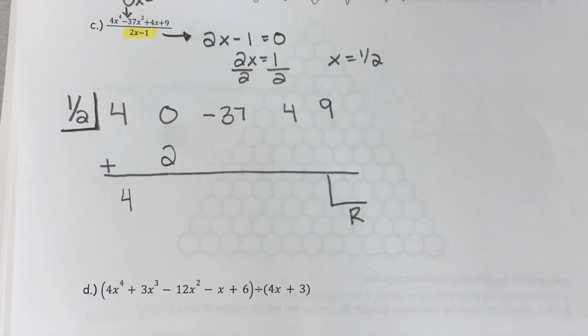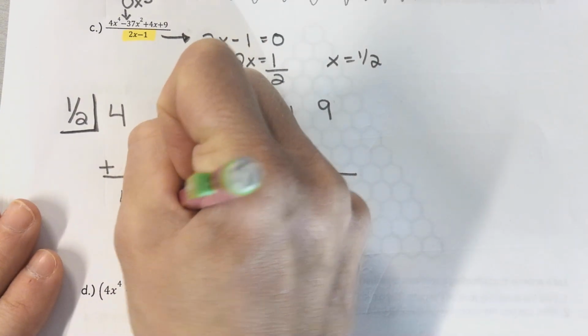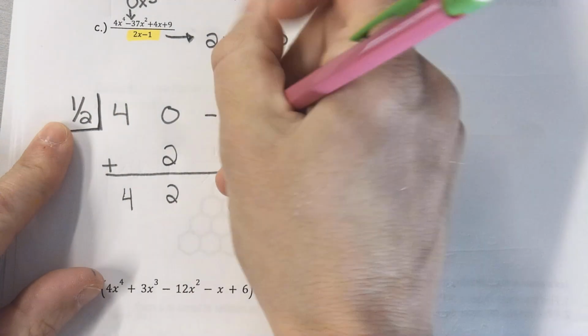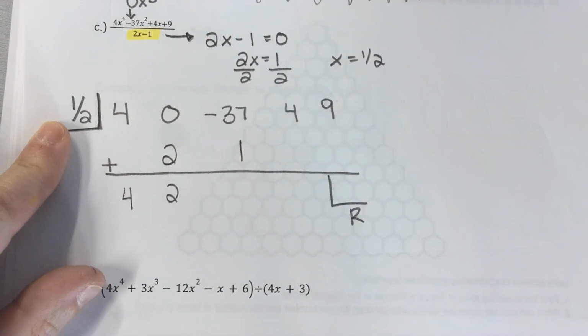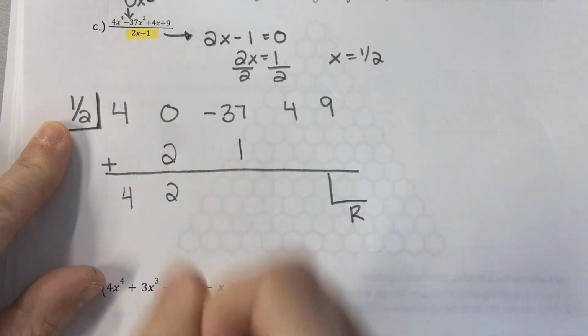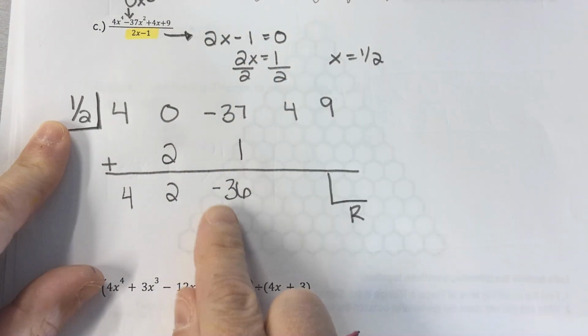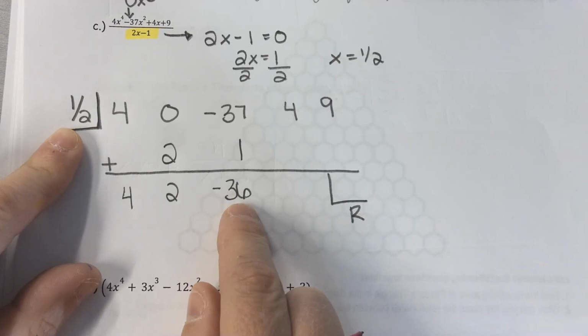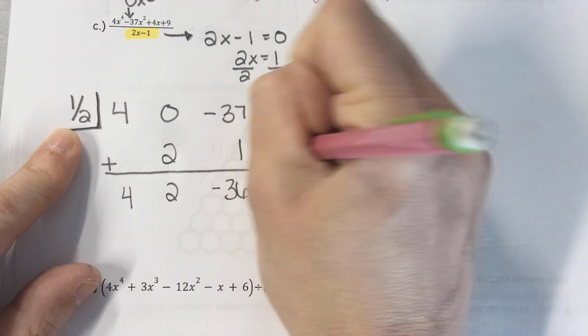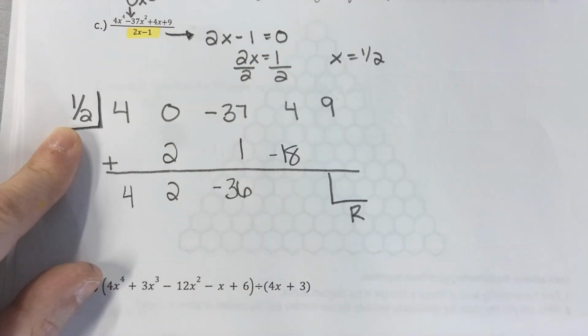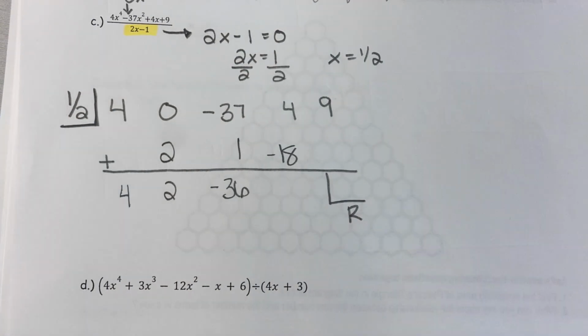And then we add down again. 0 plus 2? 2. Half of 2. Add down. Negative 37 and 1 is? Yeah. What is half of negative 36? Ooh, 18, right? Negative 18? Oh, should be 18, right?